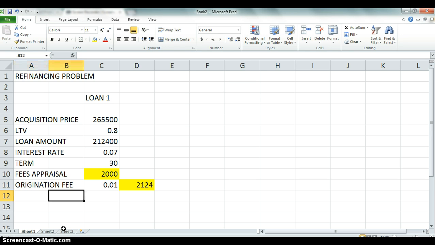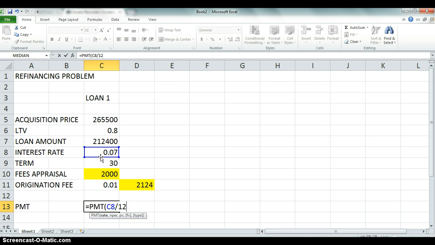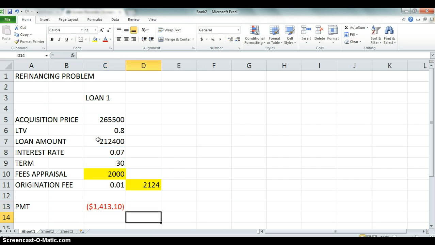Now, from here, we can also calculate the payment that they have been making all this time. So we're going to do equal PMT, parenthesis, rate, interest rate divided by 12, number of periods 30 times 12, and present value would be the loan amount. So now we have the payment that they have been making all along.